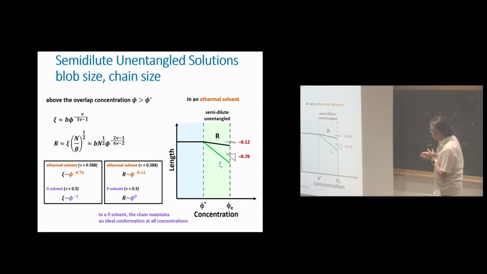Professor Grossberg also showed this type of diagram, length as a function of concentration. For the case of a thermal solvent, in dilute solution the size is constant, but once the chains start to overlap, the chain shrinks. Here the exponent is negative, so it slightly shrinks. And from here the correlation length appears, and it also decreases with concentration. The theta solvent has a stronger concentration dependence.